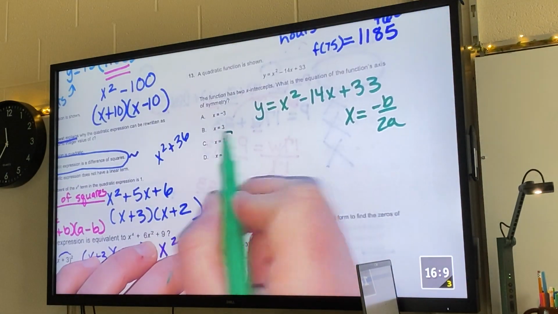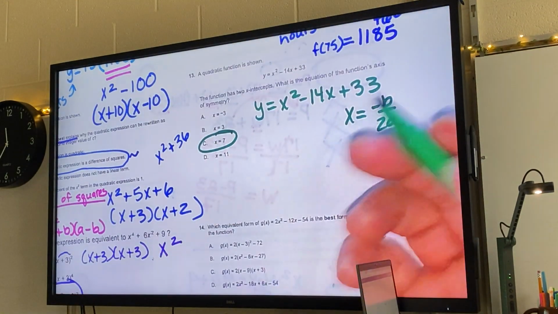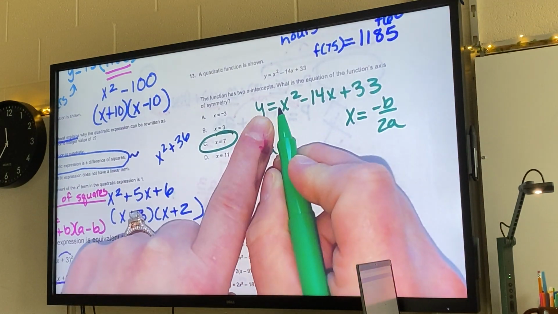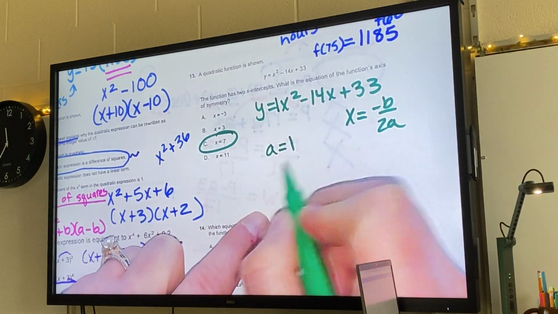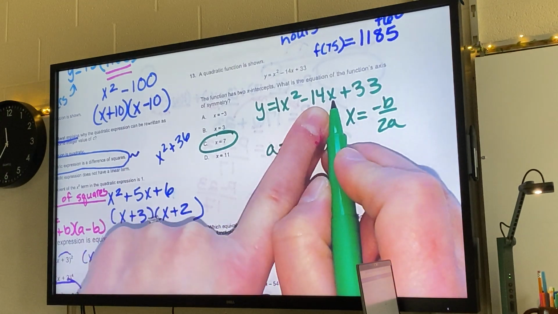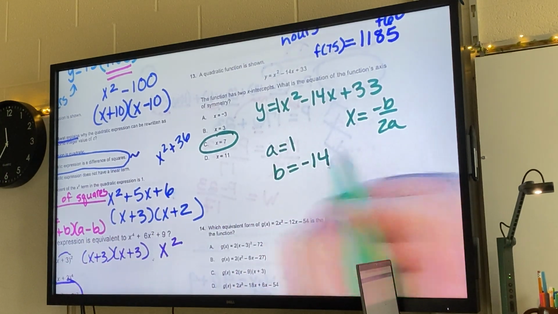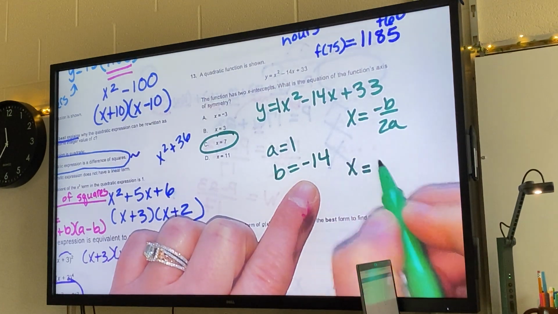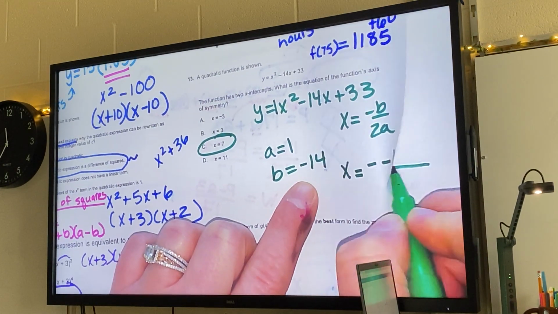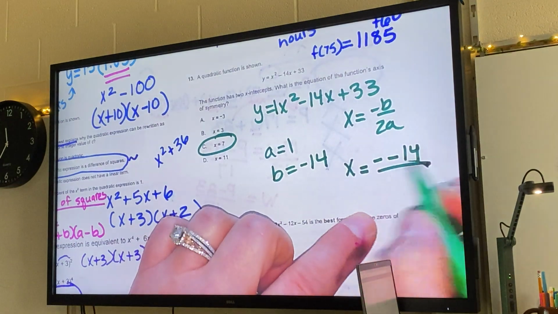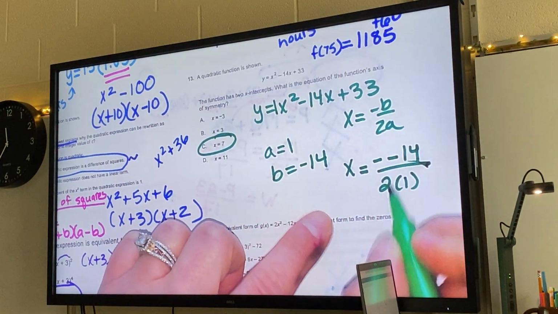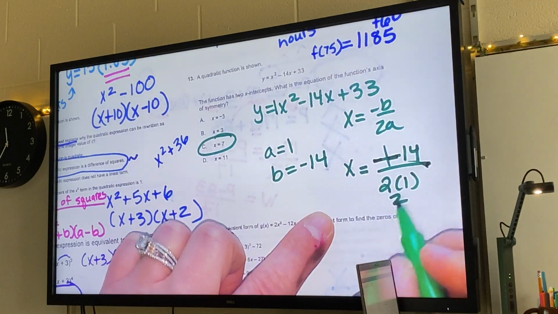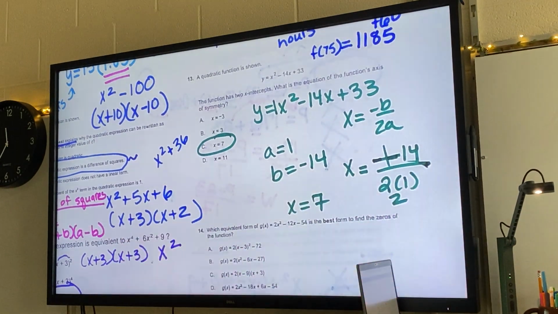So the answer is x equals 7. We used Desmos, now the old school way. A is whatever's in front of x squared, which is a 1. B is whatever's in front of my x, which is negative 14. So negative b would be negative negative 14, a positive 14, divided by 2 times a. 2 times 1 is 2, and 14 over 2 is 7.